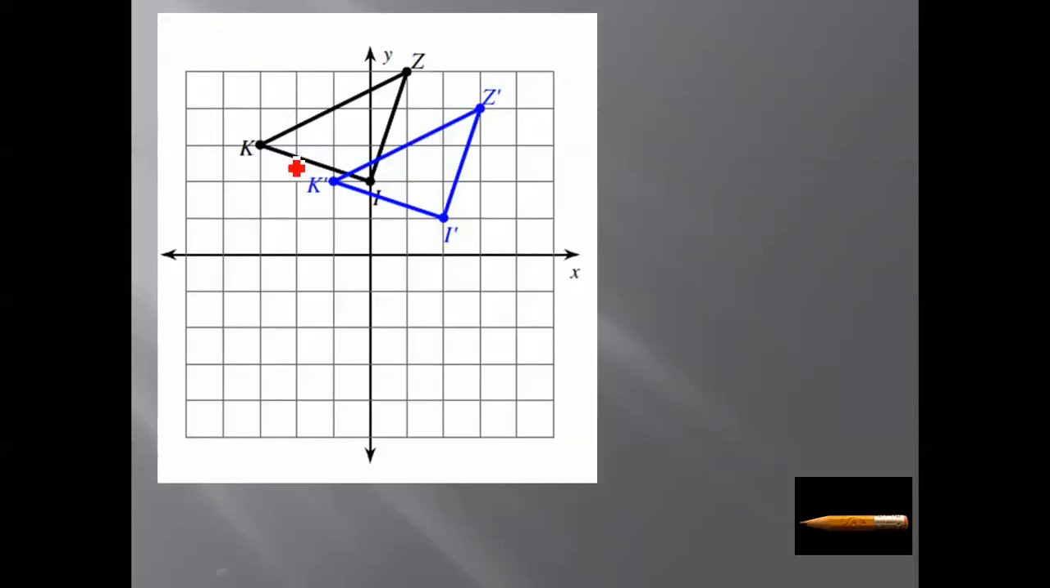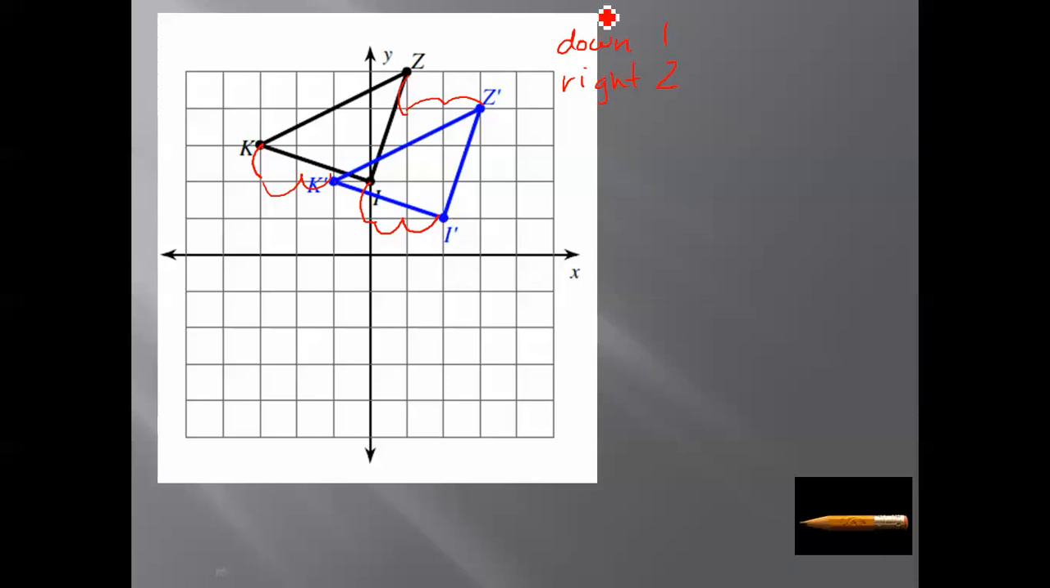Here's another one. For this one, we want to name our rule. So we started at K. Here's K prime. So we want to know, what did we do to get from K to K prime? Well, we went down 1, right? Down 1, and then we went to the right 1, 2. And all of them should be the same. We went down 1 and to the right 1, 2.